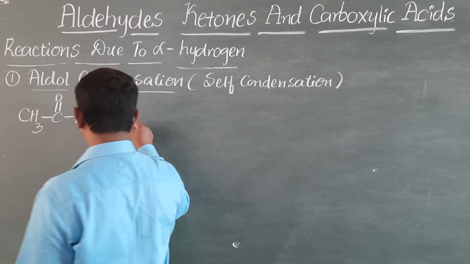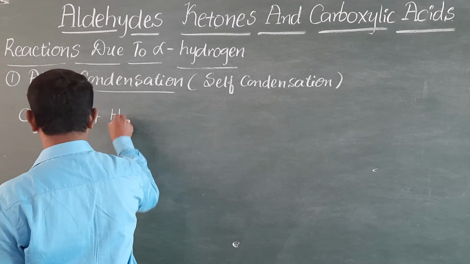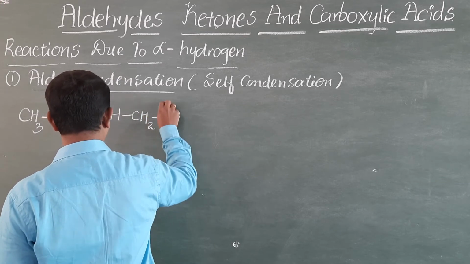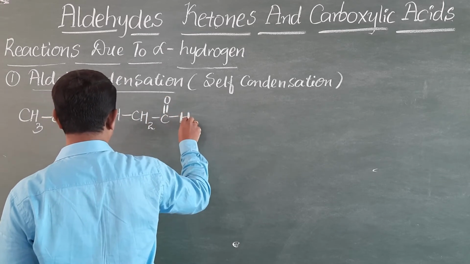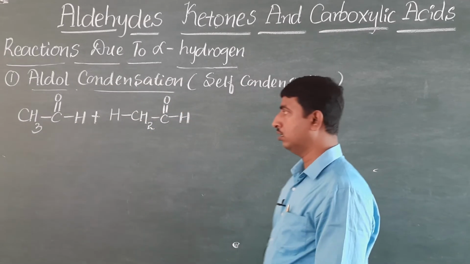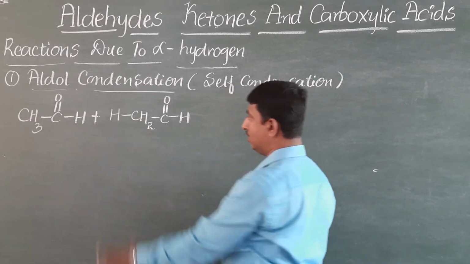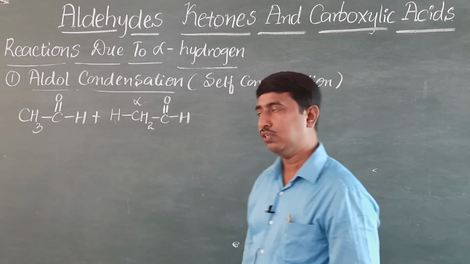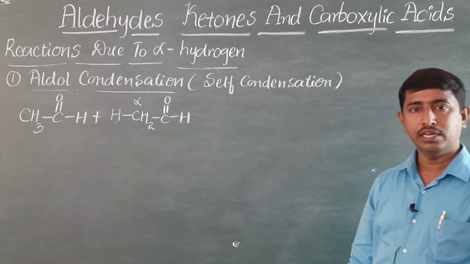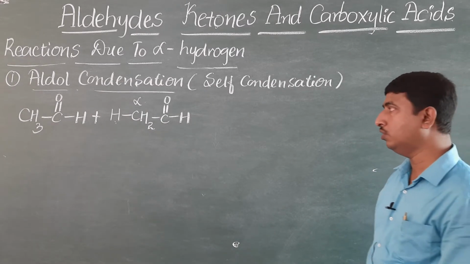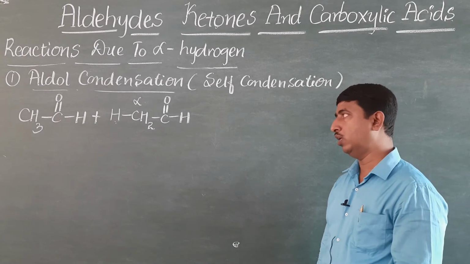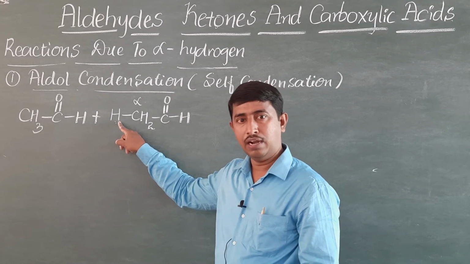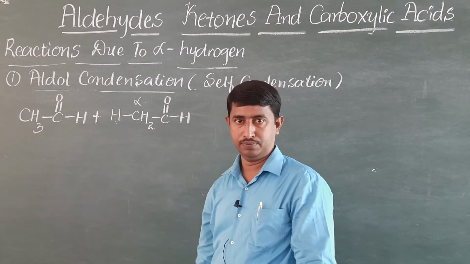I'll write that second molecule like this. I'll take H, then CH2, C double bond O, single bond H. Write it in reverse manner. CH3 can be written like this. Now this is alpha carbon, and this hydrogen is alpha hydrogen. Because of this alpha hydrogen, reaction takes place. Reaction is seen due to the presence of what? Alpha hydrogen. So this is alpha carbon atom. This hydrogen is named as alpha hydrogen. So you have to show that alpha hydrogen.